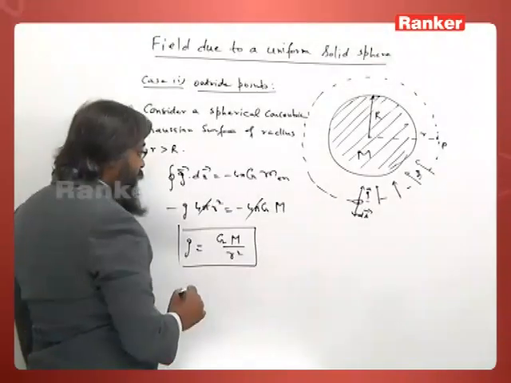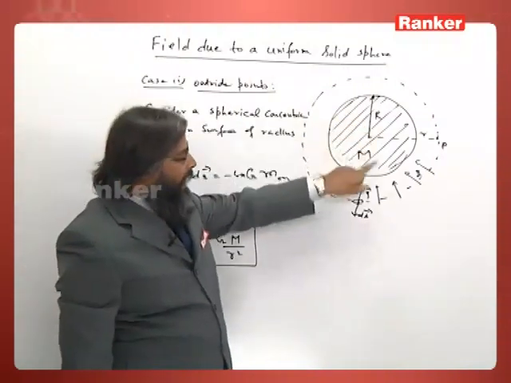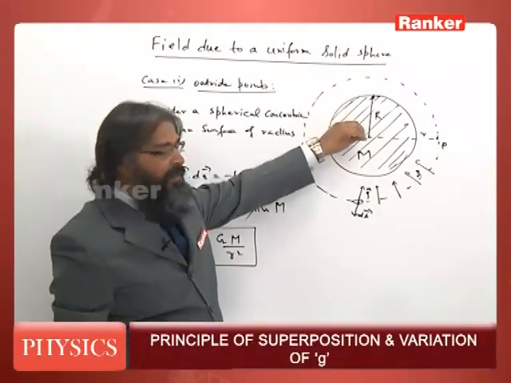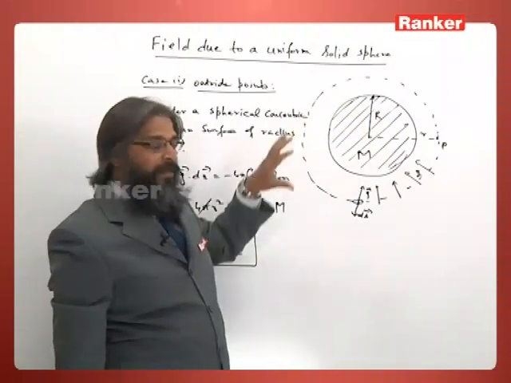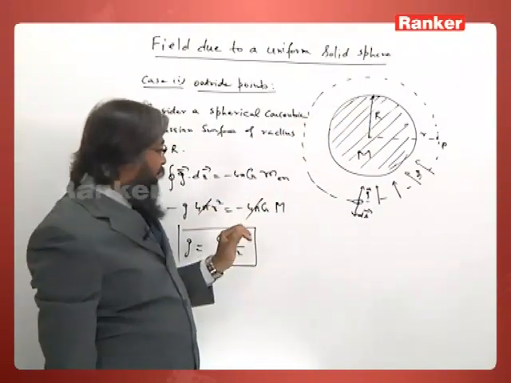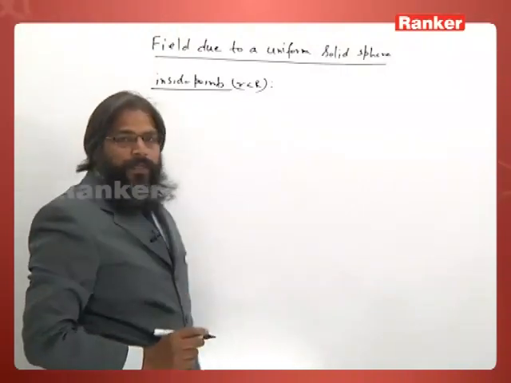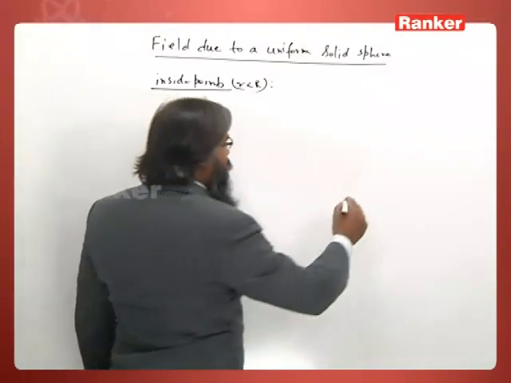So, the gravitational field due to a solid sphere at an outside point is as if the whole mass is centered, is a point mass placed at the center. Now, let us see the field inside the mass. Now, let us consider the inside points.